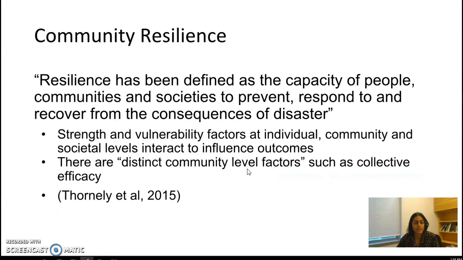So, community resilience. Resilience has been defined by Thornley et al., your reading, as the capacity of people, communities, and societies to prevent, respond to, and recover from the consequences of a disaster. They're focusing on strength and vulnerability factors at the individual, community, and societal levels, which interact to influence the overall outcomes. There are distinct community level factors such as collective efficacy, and we'll look into that on the next slide.